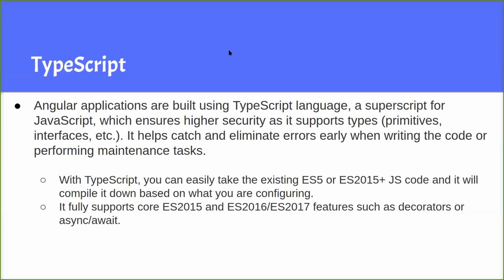Another thing is it supports ES 2015, ES 2016, and 2017 features. So that is ES5 and the ES6 features, such as decorators and async await. If you learn more about the history of JavaScript, you can understand what ES5, ES6 means. It's basically changes that come in JavaScript over some period of time.